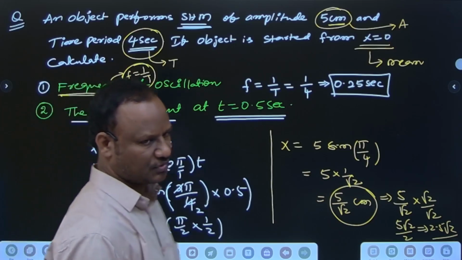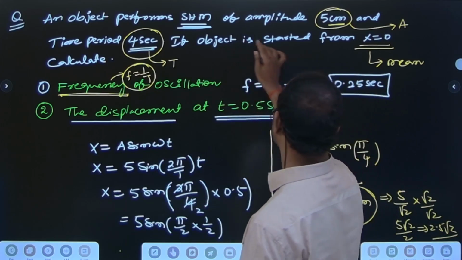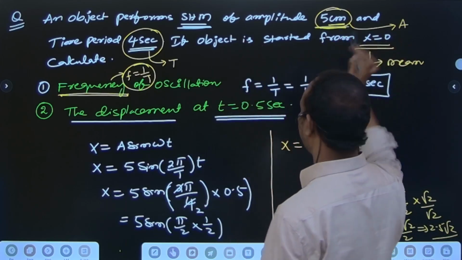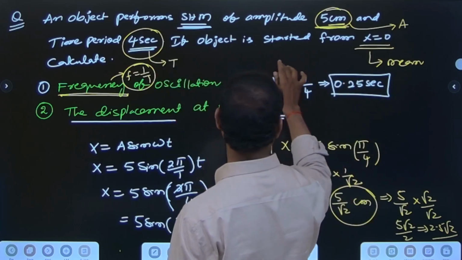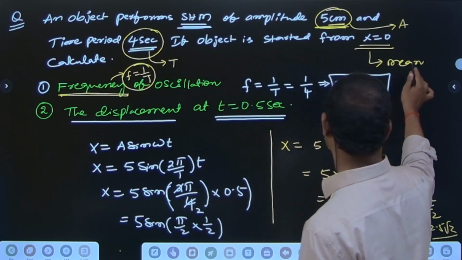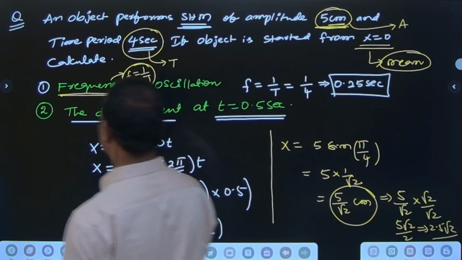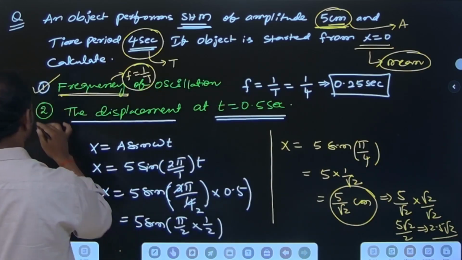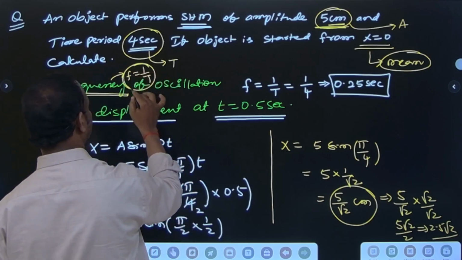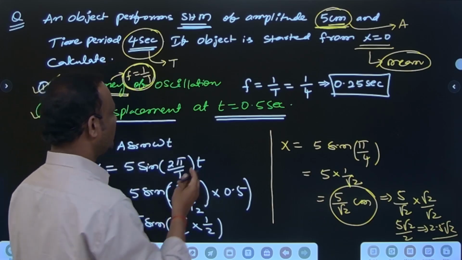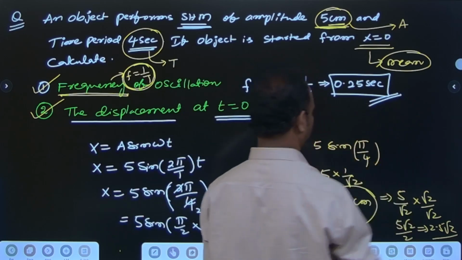Check again this type of question as a function of time. An object performs SHM. Amplitude is given as A. Its time period is given as 4 seconds. The object started from x equals 0, which means mean position. He is asking what is the frequency of oscillation and what is the displacement. Frequency is the reciprocal of time period, so f equals 1 by T, which is 1 by 4, it is 0.25.